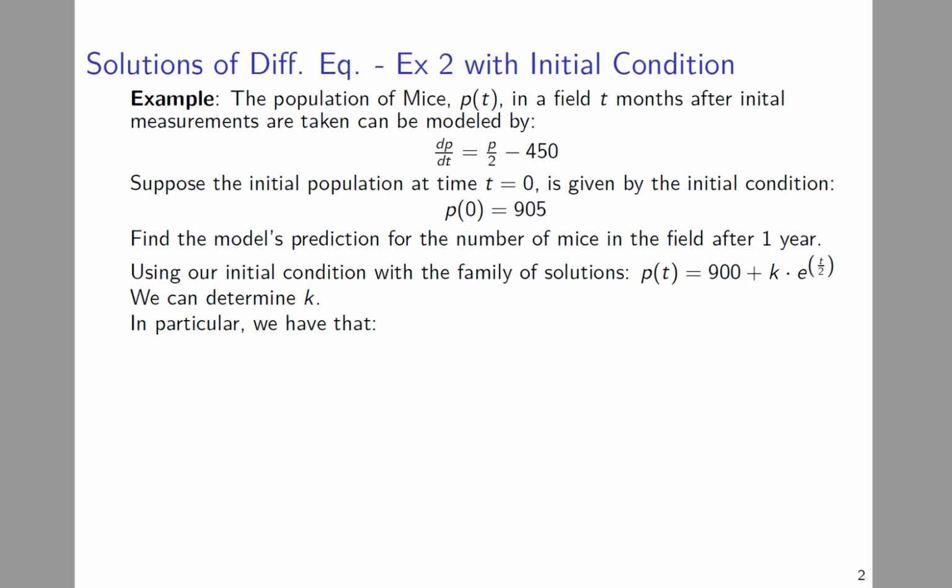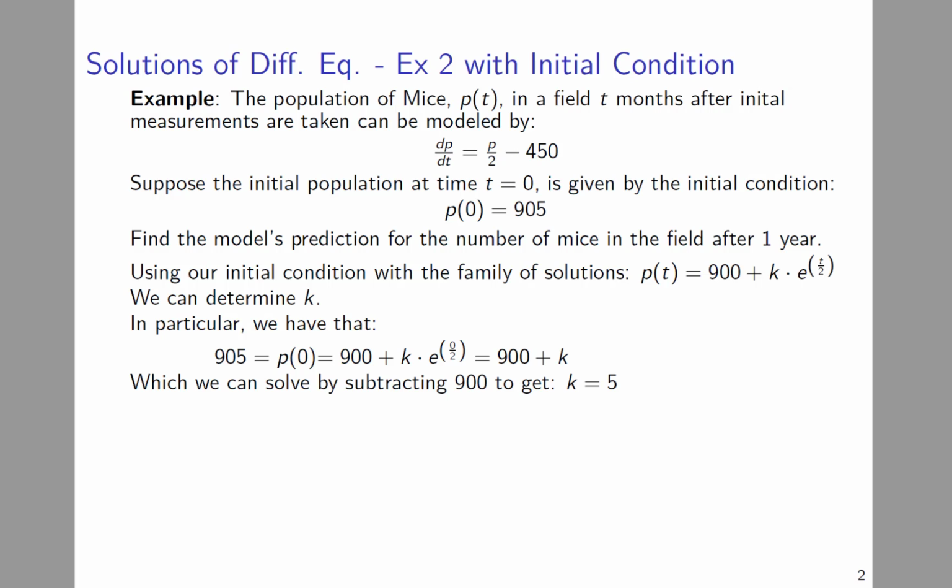In particular, we have that P(0) is 905 from the initial condition, and from our model, we have that P(0) is 900 + k e^(0/2). And since e^0 is 1, the right-hand side simplifies to 900 + k, which we can easily solve by subtracting 900 from both sides to get that k = 5. And this leaves us with the solution P(t) = 900 + 5 e^(t/2), replacing k = 5 in our earlier family of solutions.